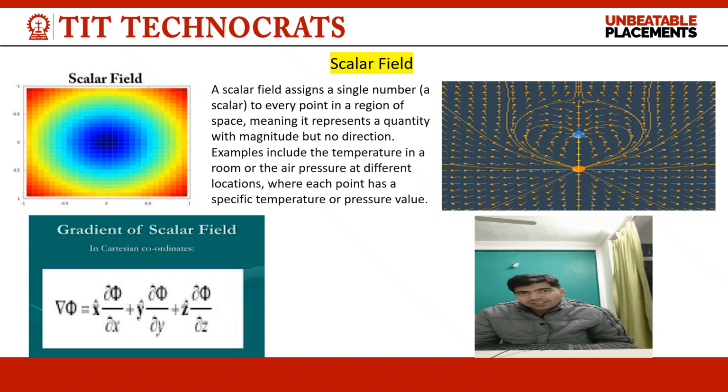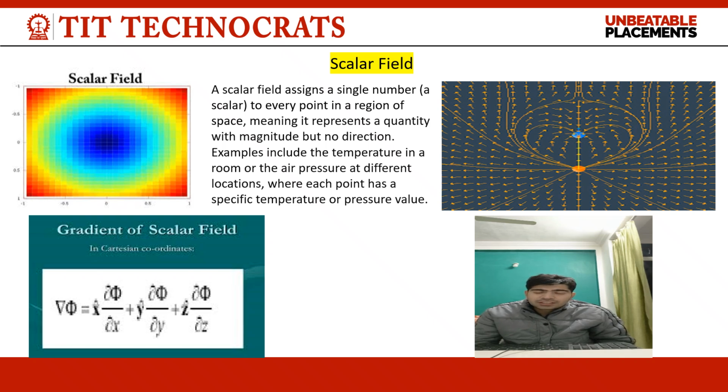So a scalar field: suppose we have a field in which we can only give some numbers, not only give, but a single number, a scalar number, 2, 3, 4, to that point. We can specify the scalar number 2, 3, 4, 5, 6 to that point, and it does not have any direction, but only has a number at that point.